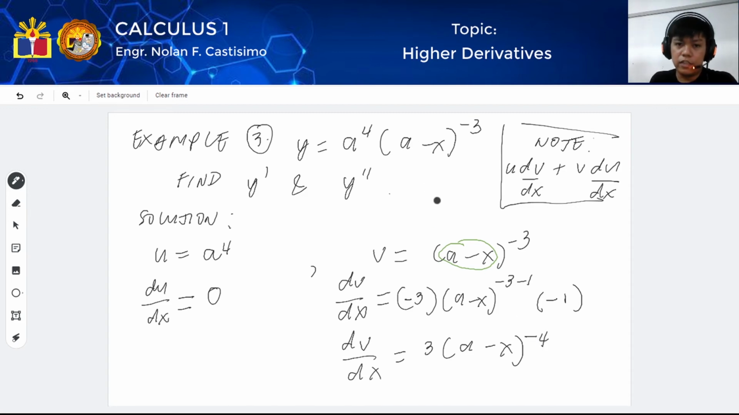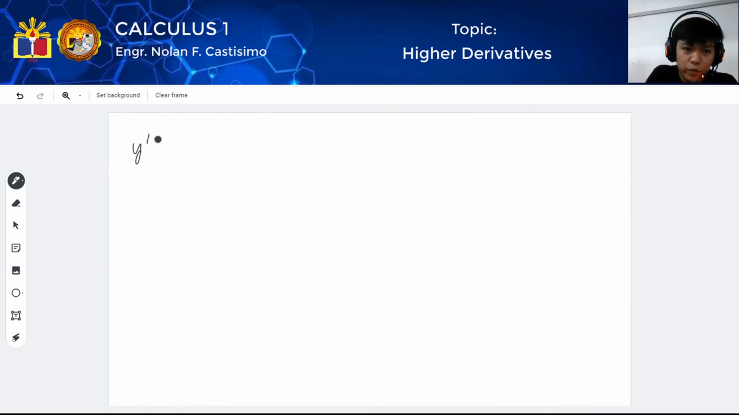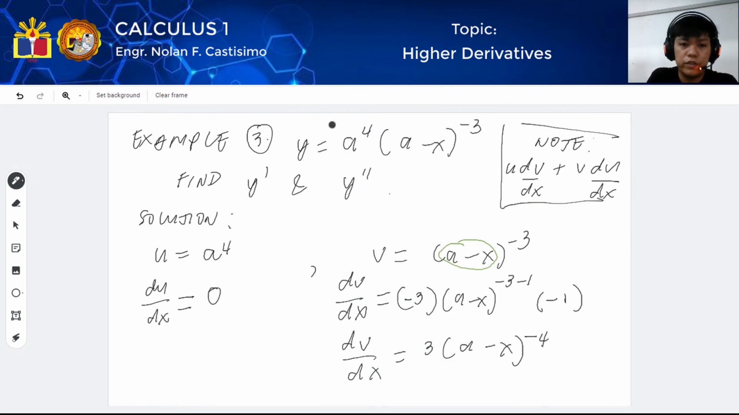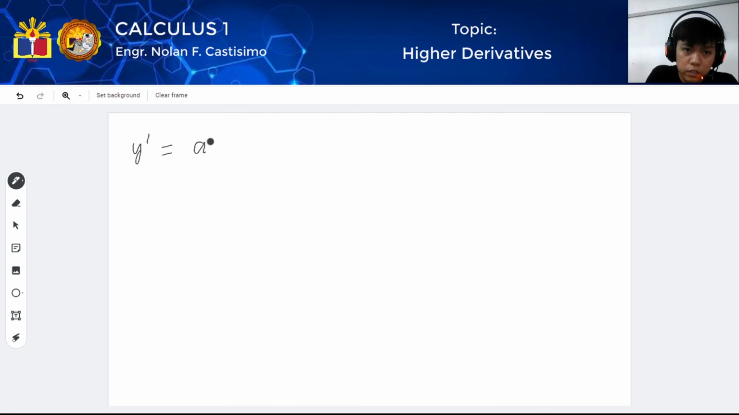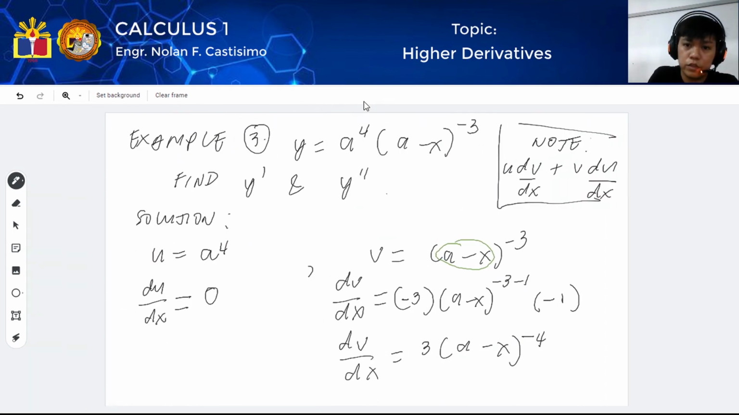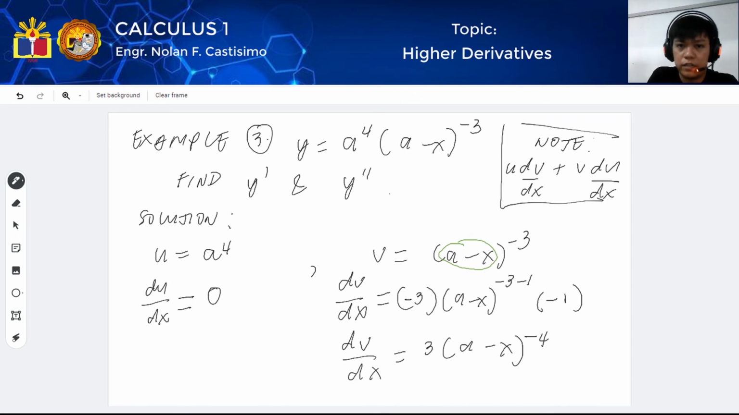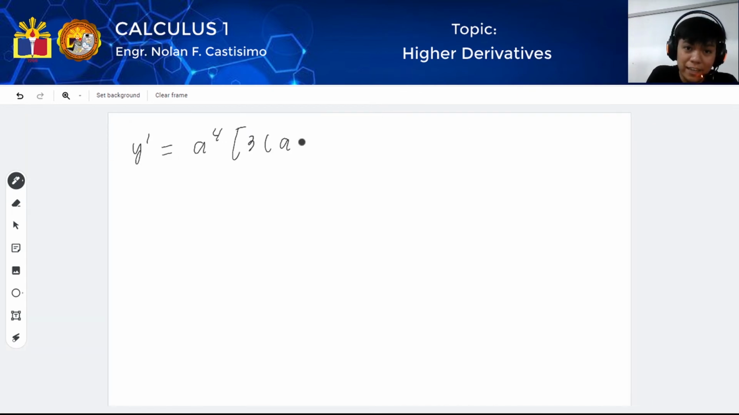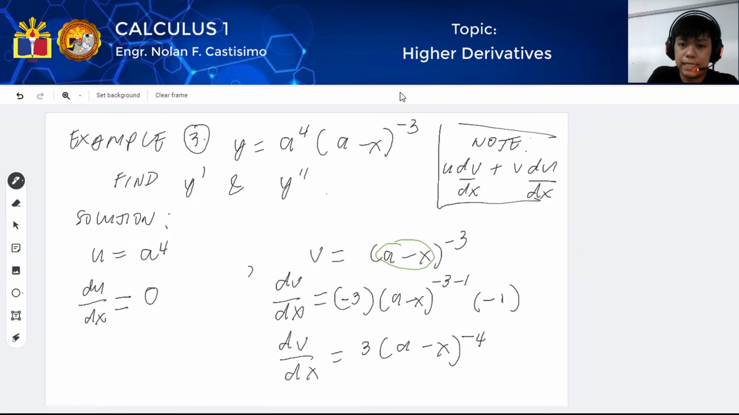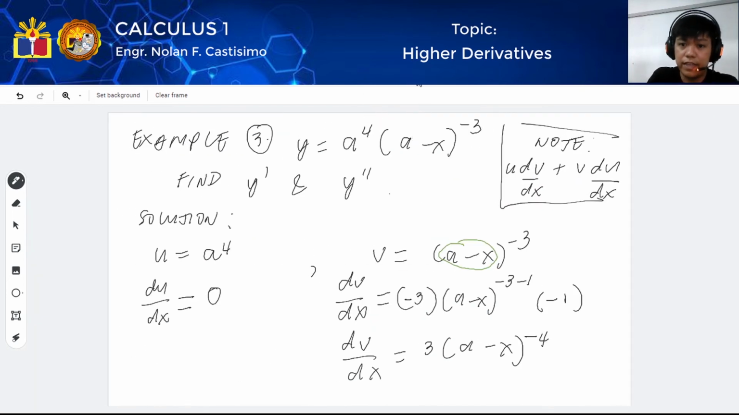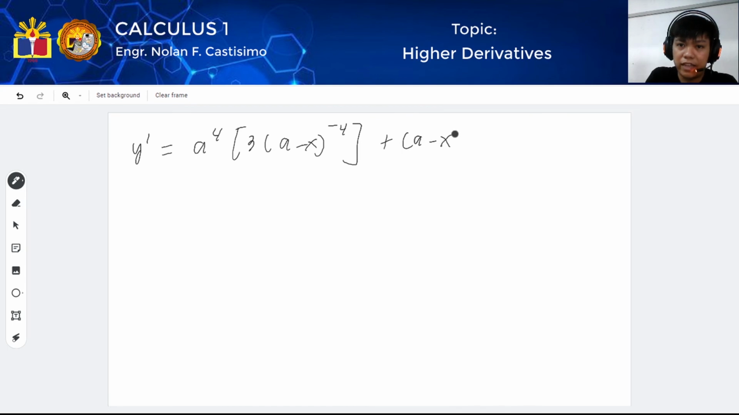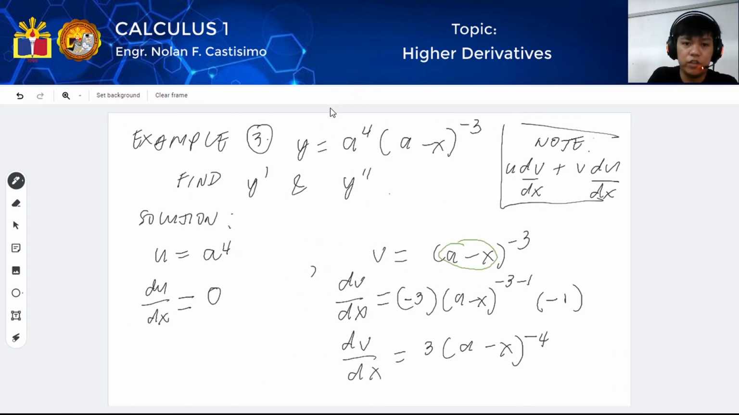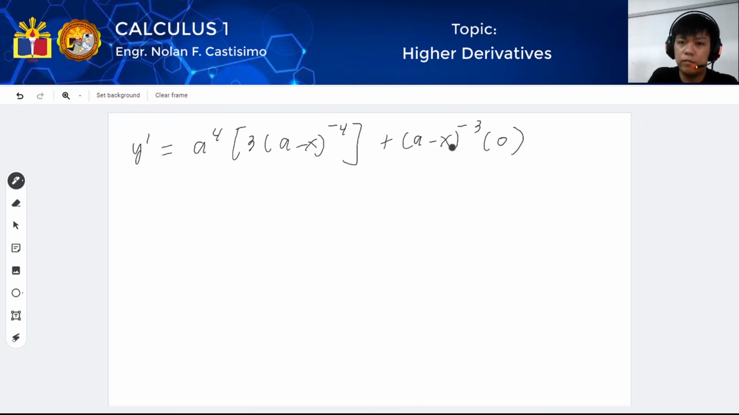Yeah. So, apply na natin, kunin natin yung first derivative using this formula. So, y prime is equivalent to u natin, a raised to 4. And we now have our dv. dv is 3 times a minus x raised to negative 4. Okay? Yan. Plus v natin, a minus x raised to negative 3, and du natin is equivalent to 0. Okay? So, automatic, itong second term natin will be equivalent to 0.